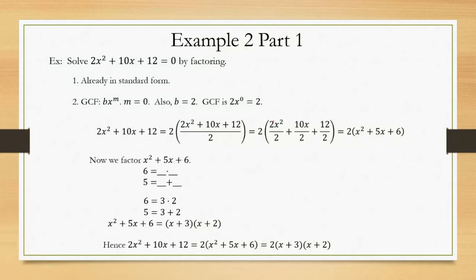And when you do that, these cancel, for instance. So those are gone. The 2's gone, and the 10 turns into 5, right? We're dividing. 12 over 2 is equal to 6.